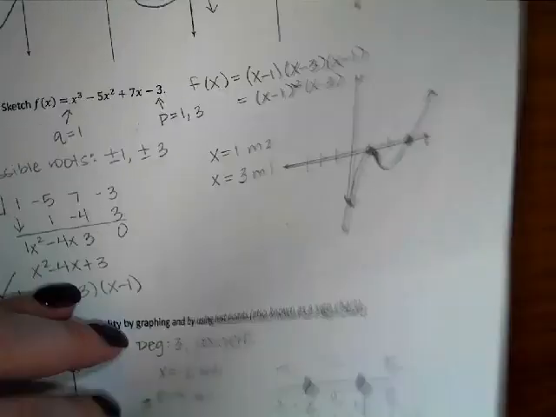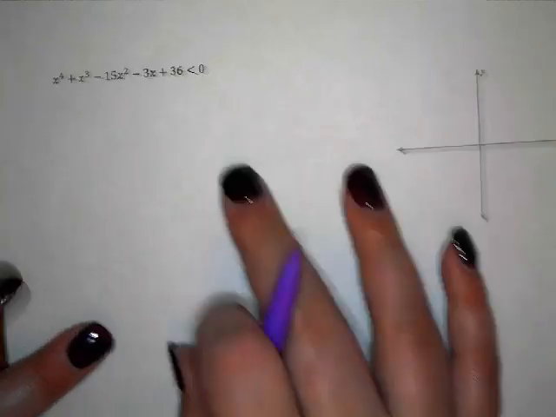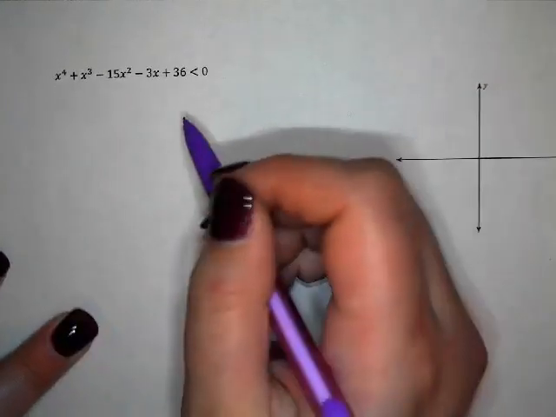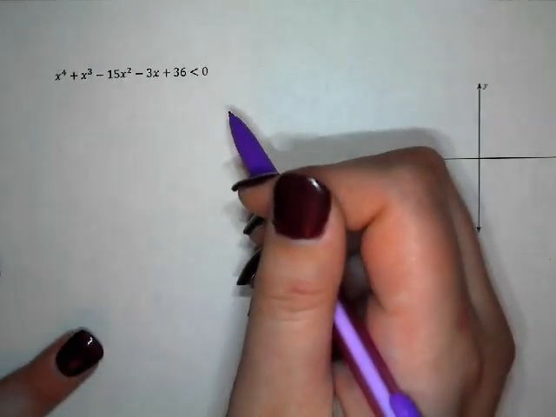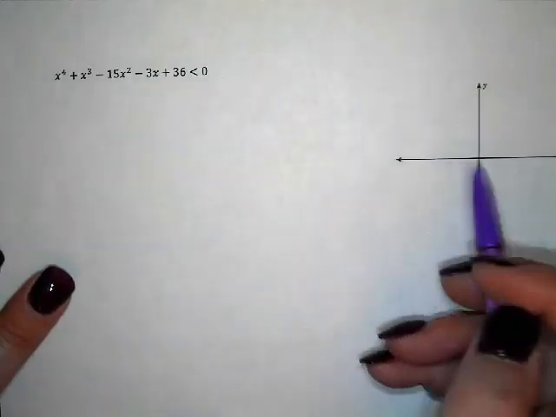Okay, and then one last example. So we have a problem, again, it's not in the factored form, and so we need to find the factors so that we can know what the roots are, so that we can go through and graph this, or so that we can go through and make our sign chart.